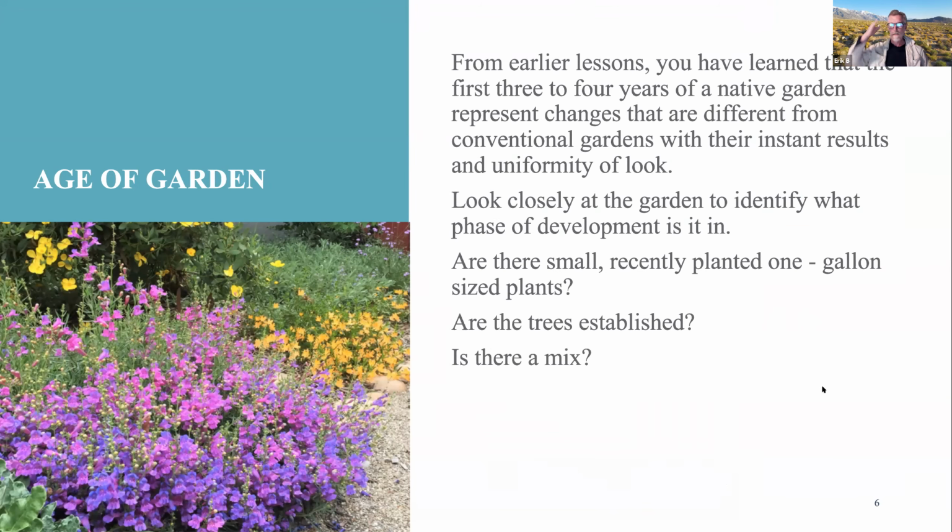Age of garden. From earlier lessons, you have learned that the first 3 to 4 years of a native garden represent changes that are different from conventional gardens with their instant results and uniformity of look. Look closely at the garden to identify what phase of development it is in. Are there small, recently planted 1 gallon size plants? Are the trees established? Is there a mix? So I guess this is where you're starting.